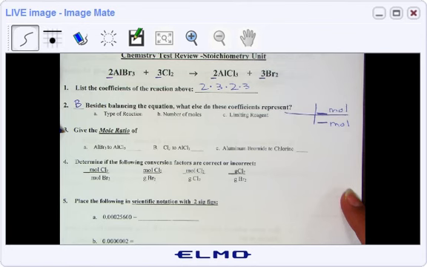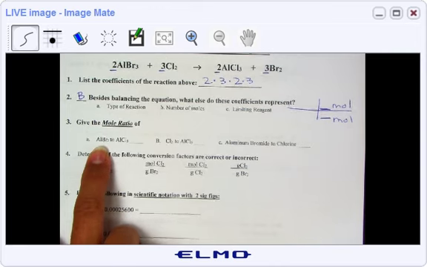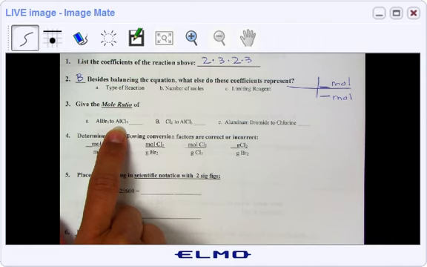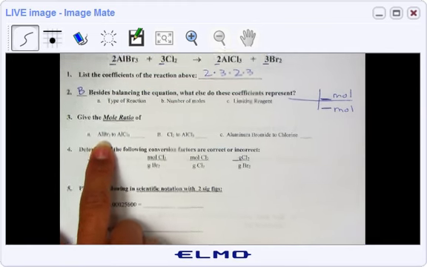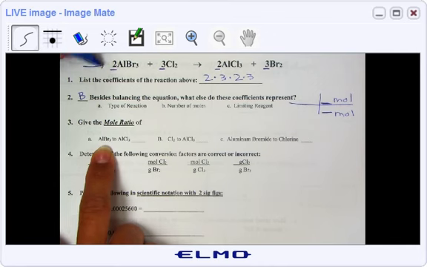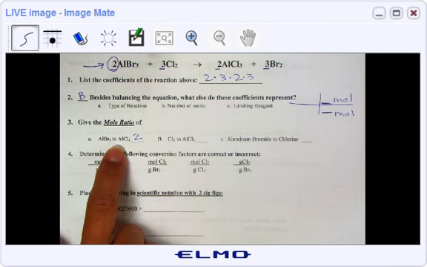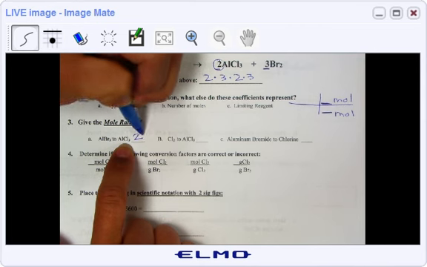Number 3. Give the mole ratio of AlBr3 to AlCl3. Okay, so we look at the coefficient for AlBr3. You need to refer back to the equation up top. The coefficient for AlBr3 is 2 to AlCl3, which is over here, and that's 2. So it is a 2 to 2 ratio.